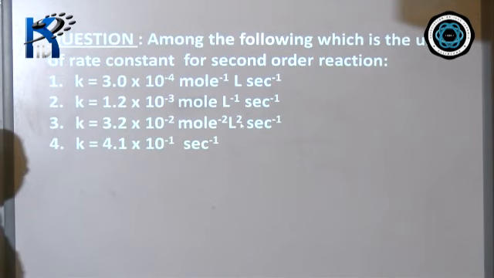Liter to the power 2, add 1, third order. It is not the answer. Minus 1, add 1, zero order. It is not the answer. Now in the first option, what is the power of the liter? 1. Add 1. Power is 1, so add 1, 2. 2 means which order? Second order. Therefore, the answer for this question is number 1.